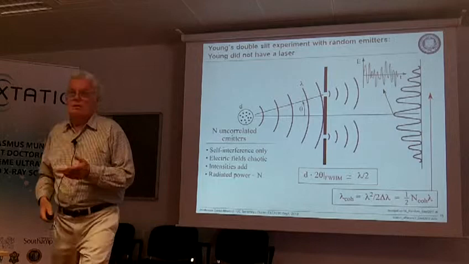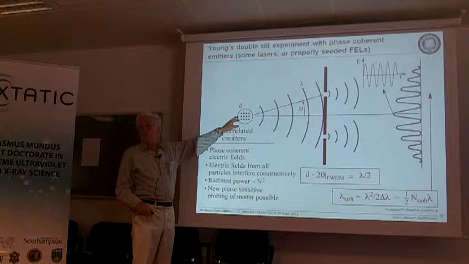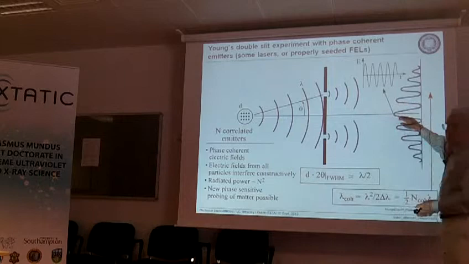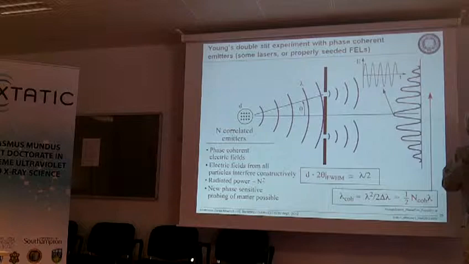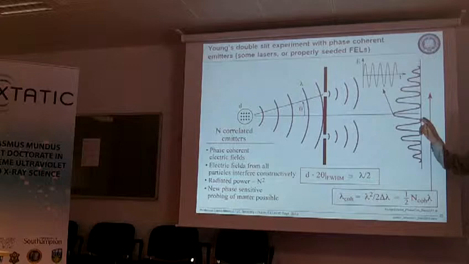Now comes a different situation. Suppose they're not random. Suppose they're correlated somehow or other. All of the emitters are emitting in a phase relationship to each other. Now the electric fields from all of the particles add up the exact same way, and you get this nice phase information. So how does this help you? Well, you can still make the same hologram. It hasn't really affected the resolution of imaging or the holography that you can do. But it has really affected the net electric field here.